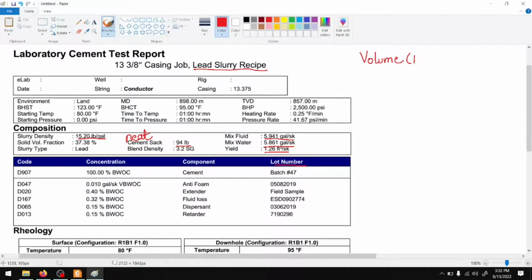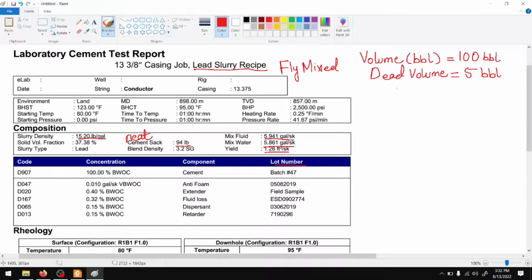Which is typically in BBL or barrels. So let's assume that our volume is 100 barrels. Secondly, you need to know whether your cementing calculations should be based on fly mixing or batch mixing. That is important because you need to know your dead volume. For this example, since this is a lead slurry and lead slurries are typically fly mixed, we're going to consider a dead volume of 5 barrels.